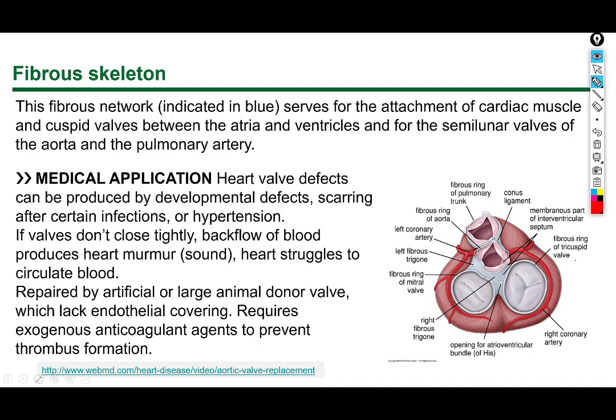So when this happens and when it gets to a particularly bad state, that will often be addressed by replacing the valve with either an artificial valve made of biologically inert materials like titanium and nylon, or in some cases a large animal donor valve from which the endothelium has been scraped off because those cells are immunoreactive, but the collagen is not.